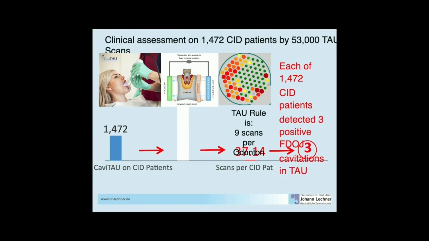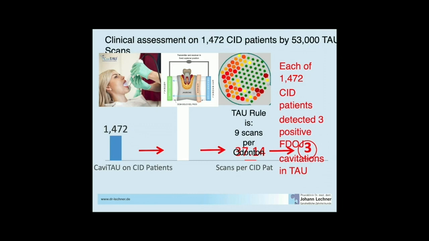And what we did in the last 5 years on these 1,472 CID patients, we did 53,000 TAU scans. So you see, this machine is really well experienced. The rule is 9 scans per odonton, so 37 divided by 9 is 3. That means each of these 1,472 CID patients, in our research, in our clinic, had 3 positive FDOJ cavitations in TAU. 3 in each of these patients.